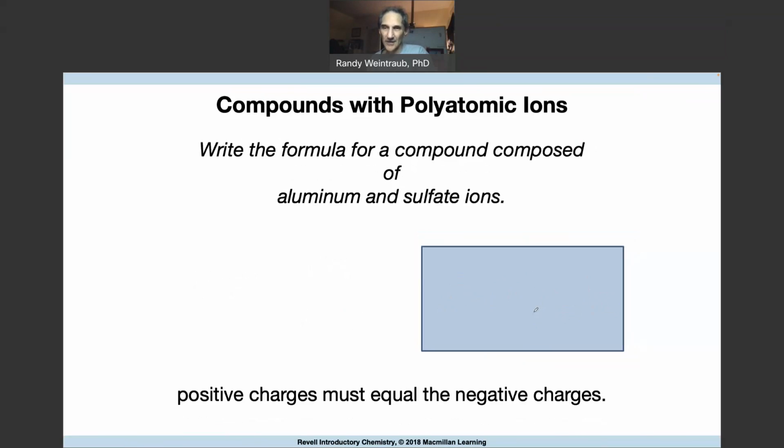Let's do one more example. Write the formula for the compound composed of aluminum and sulfate ions. Aluminum, we go to the periodic table, we know that it has 3 valence electrons, it loses them to form an aluminum 3+ cation. And sulfate, from the table that we provided, sulfate is a 2-.